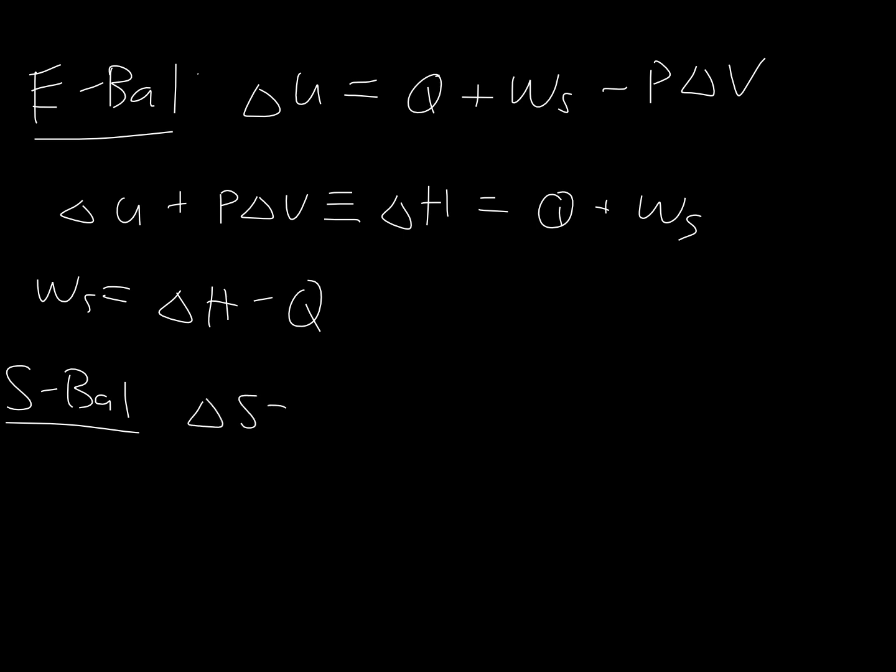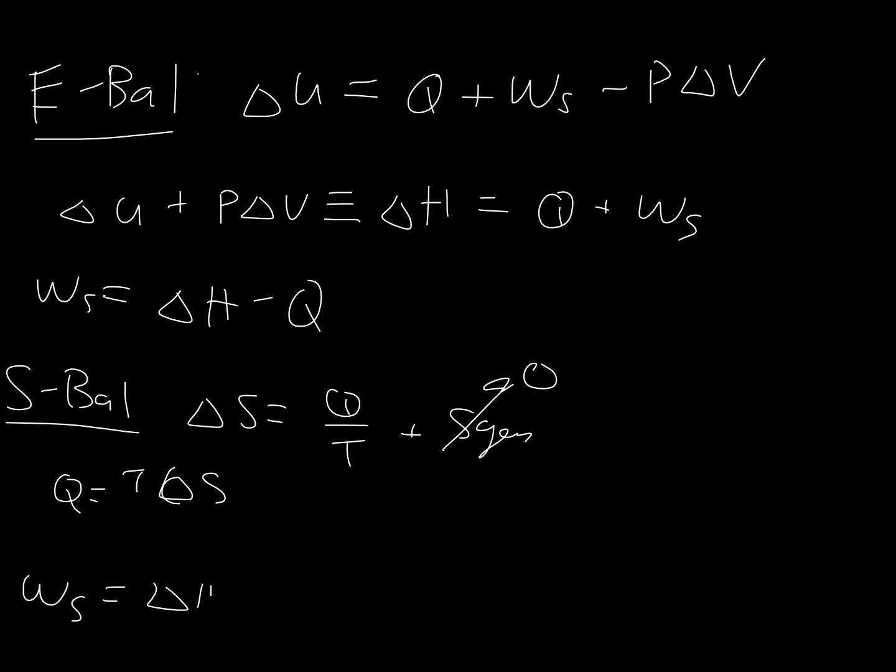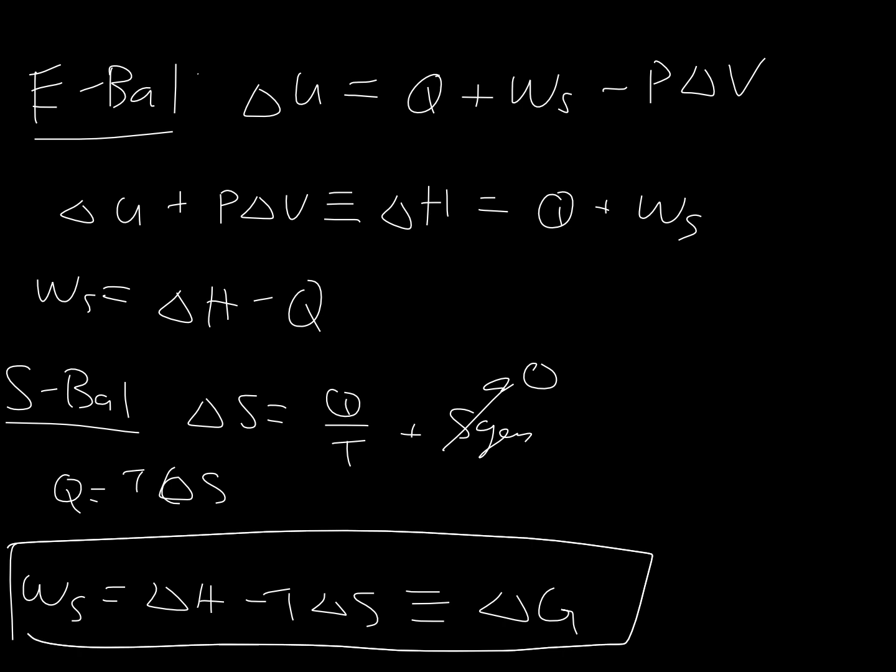We'll do our entropy balance. Same as the last one, delta S is equal to Q over T plus S gen. We'll say that's equal to 0. Q is equal to T times delta S. Substitute them together, and we get W_S is equal to delta H minus T delta S. And we define that as the Gibbs free energy of the system. But again, Gibbs is, for our concern, way more important for phase equilibrium, because delta G across the phase transition is 0.